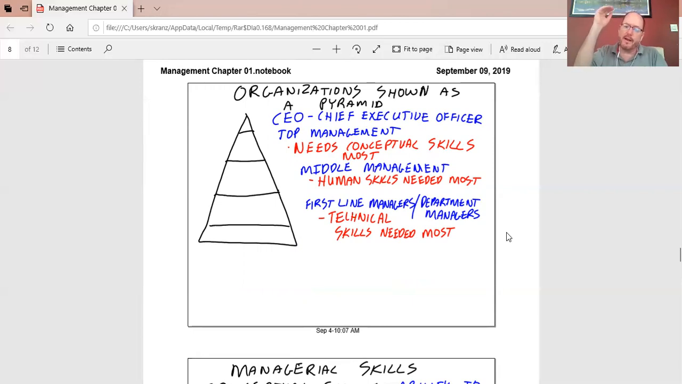Middle management, because they are basically taking orders from above and trying to translate them to people below, the skill they need the most are human skills. And first line managers, the skill they need the most are technical skills. The example I gave was my friend Denise, who is a computer programmer, and she manages computer programmers. She has to know something about computer programming in order for her to be good at managing computer programmers. So technical skills are what she needs the most as a first line manager.